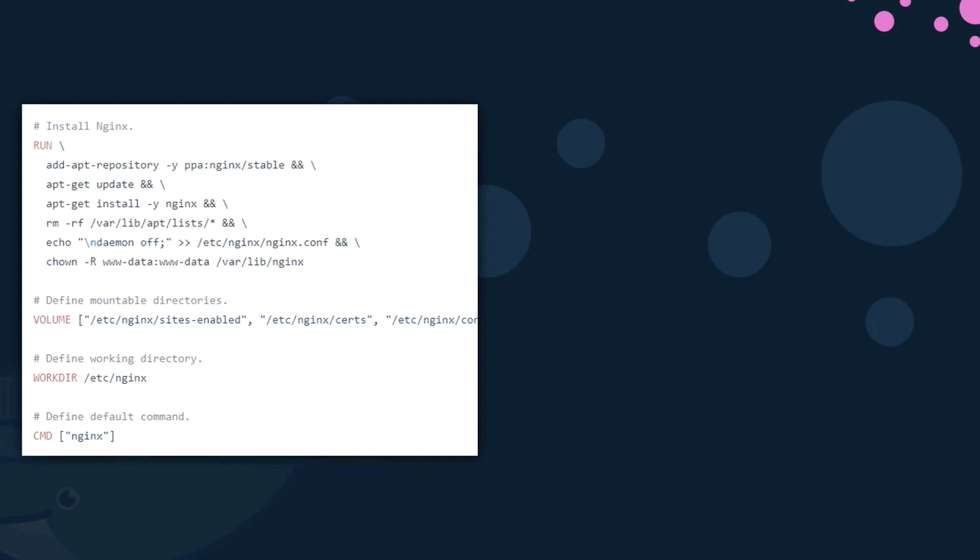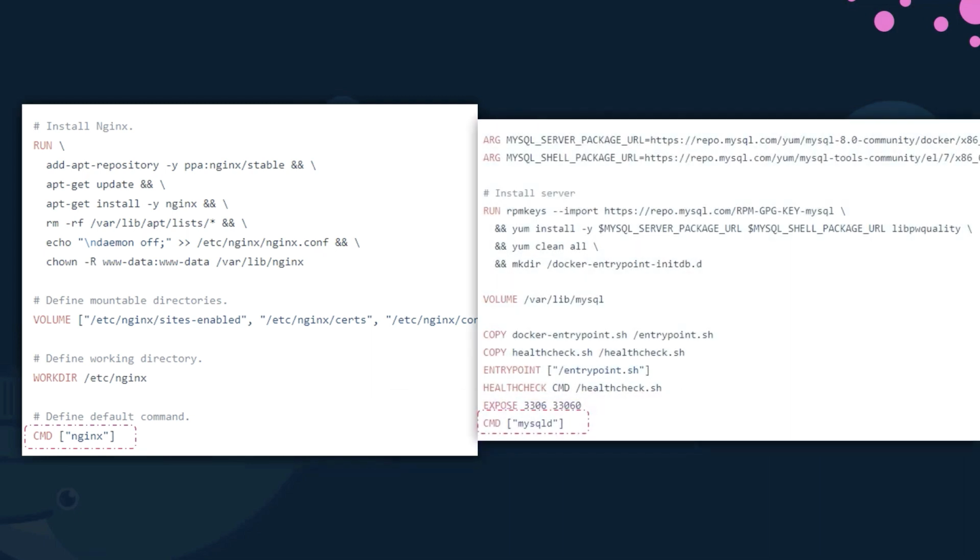So who defines what process is run within the container? If you look at the Docker file for popular Docker images like nginx, you will see an instruction called CMD, which stands for command, that defines the program that will be run within the container when it starts. For the nginx image, it is the nginx command. For the MySQL image, it is the mysqld command.